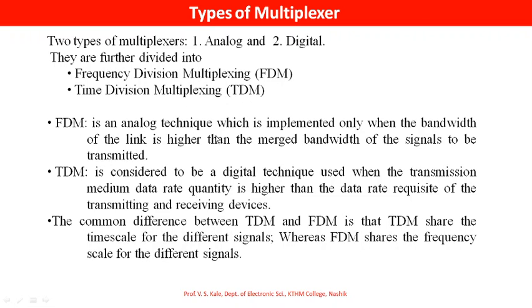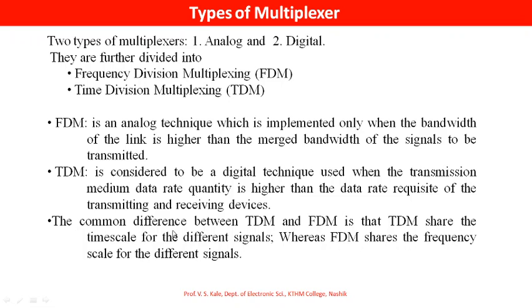FDM is an analog technique which is implemented only when the bandwidth of the link is higher than the merged bandwidth of the signals to be transmitted. So the link bandwidth is very large as compared to the merged bandwidth of all the signals which are to be transmitted. TDM is considered to be a digital technique used when the transmission medium data rate capacity is higher than the data rate requisites of the transmitting and receiving devices.